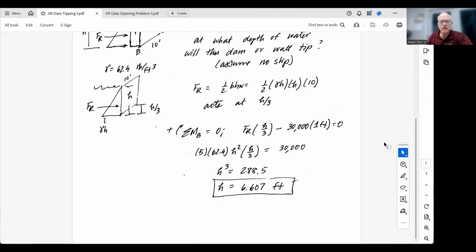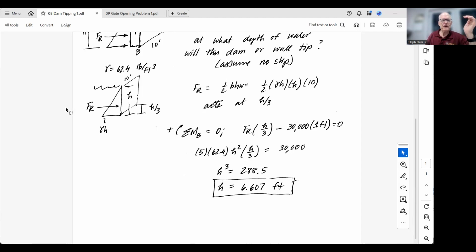And so the only number you don't know is H. And so you end up with H cubed is equal to 288.5. And so our H is 6.61 feet high. And so as our water is rising, when our water level gets to 6.6 feet, 6 2/3 feet, basically, that's when our wall will be on the verge of tipping. If the water continues to rise, then the wall will tip. That's a dam tipping problem.